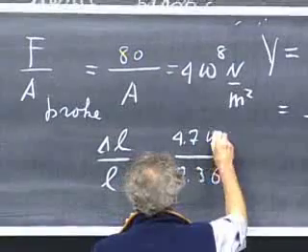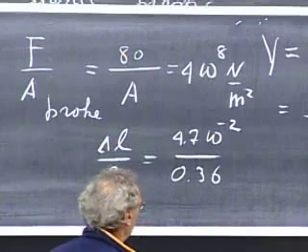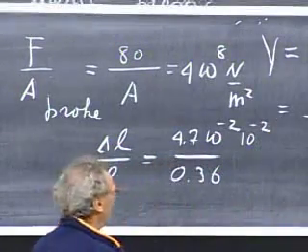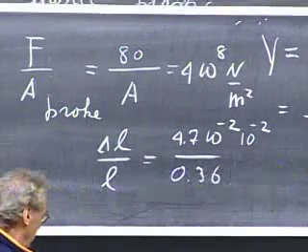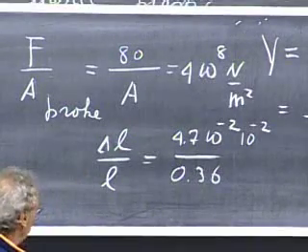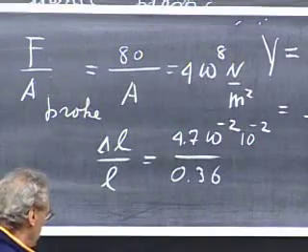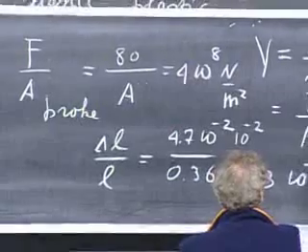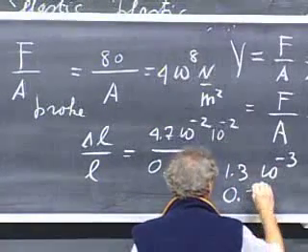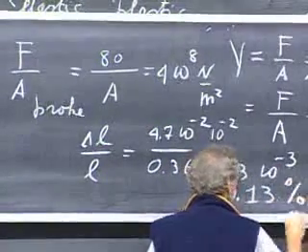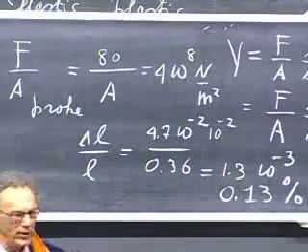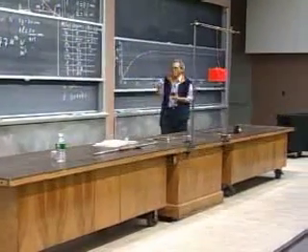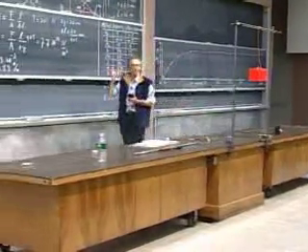4.7 times 10 to the minus 2, but that is in terms of centimeters, and we want it in terms of meters, so we have to multiply by another factor 10 to the minus 2. So exponents change, minus 2 divided by 0.36, and that gives me 1.3 times 10 to the minus 3. In terms of percentages, that would be 0.13%. So the wire, when it reaches the end of its Hooke's law parameter space, has only become longer by 0.13%.